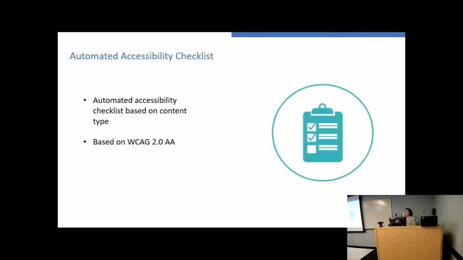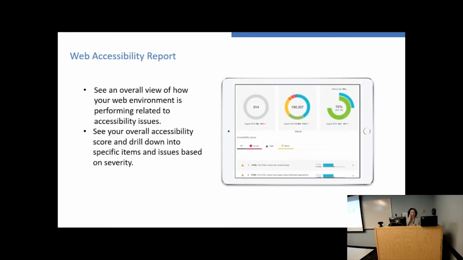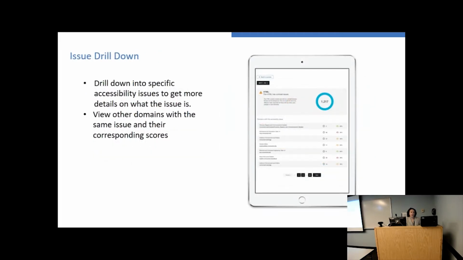So how is this done on the back end? Ally scrubs the websites, and it does so based on an accessibility checklist that is based on WCAG 2.0 AA guidelines. Actually, I think it's 2.1 now. Let me update that slide. So what the accessibility report shows us is an overall view of the environment, like I discussed earlier. Again, giving you insight into what the accessibility is around the content uploaded, what it looks like, what the score is, and where it is located.